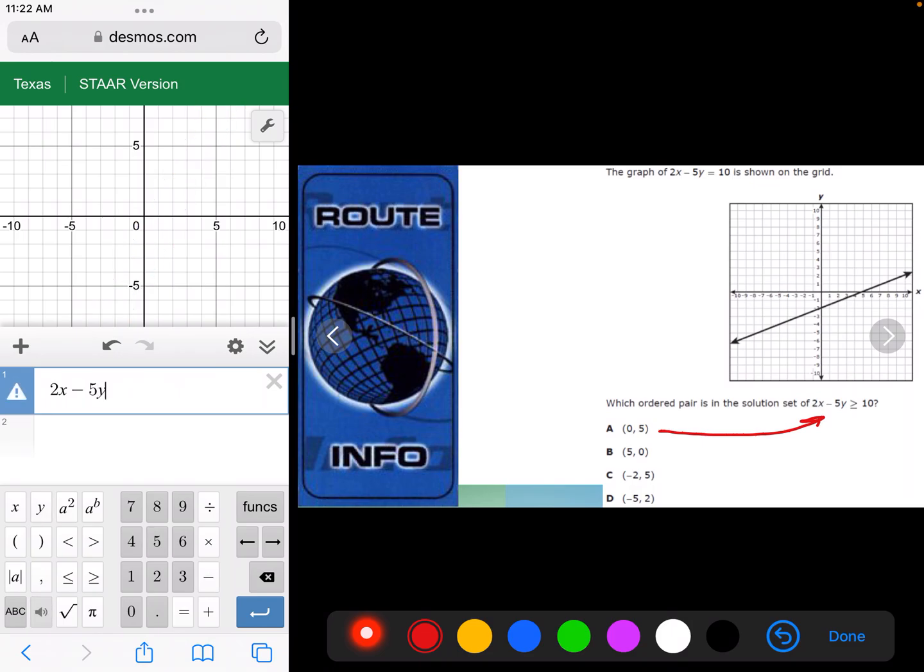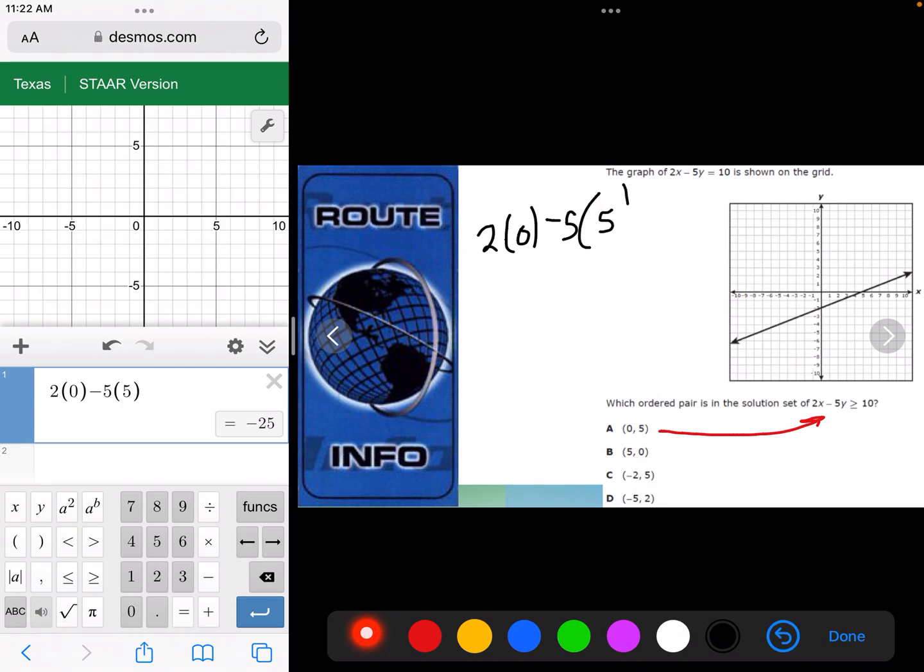This one's the same exact way. This one says the graph is shown on the grid, so that really doesn't matter. Which ordered pair is in the solution set of this? So again, we're just going to plug in those numbers for x and y and see if it's true or false. So my problem is 2x minus 5y is greater than or equal to 10. We're not going to do that part.